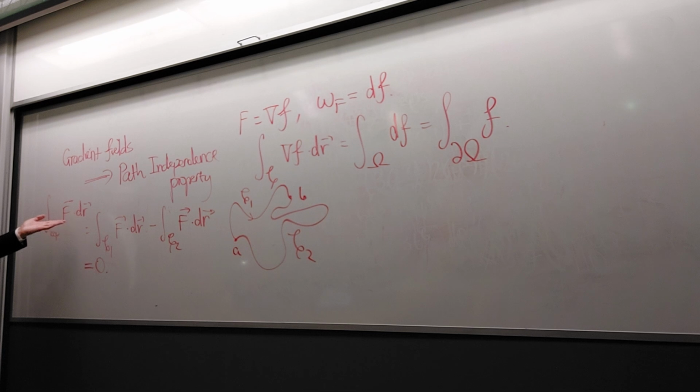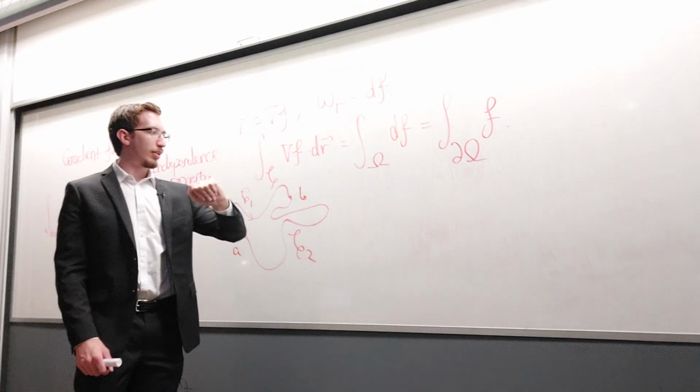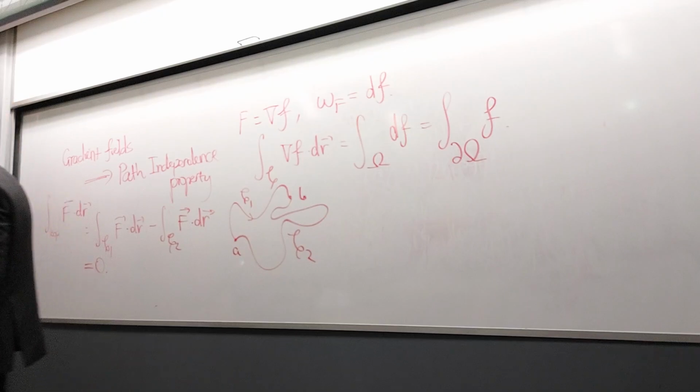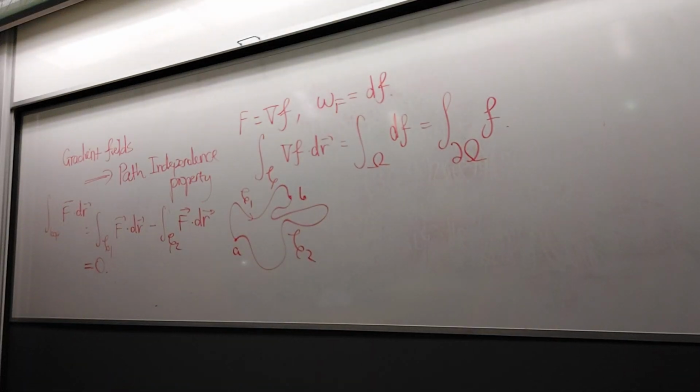So a gradient field, if we look at the line integral over any closed loop, and let me suppose that it's sufficiently regular, then it will bound like that. Okay? Does anyone have any questions?